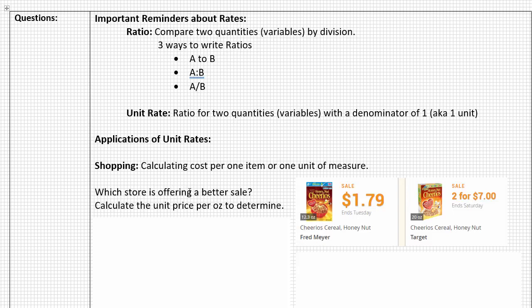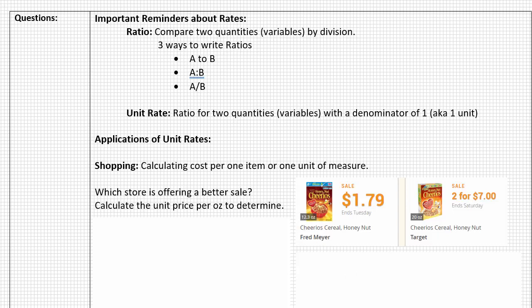So we're being asked to calculate which has a better sale and to use the unit price per ounce to determine that. Well, here they're selling a 12 and 3/10 ounce box of Cheerios at Fred Meyer for $1.79, and at Target you can get two boxes that are 20 ounces for $7. And both of these, although the packaging is different because they're different sizes, are Honey Nut Cheerios. They're just different sizes. So we want to figure out which store is having a better deal.